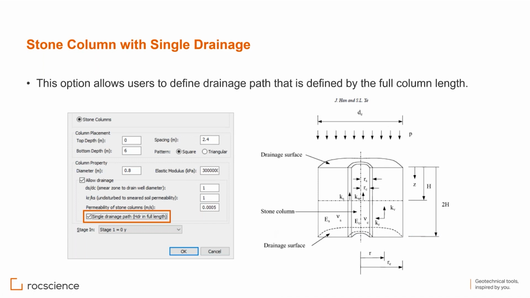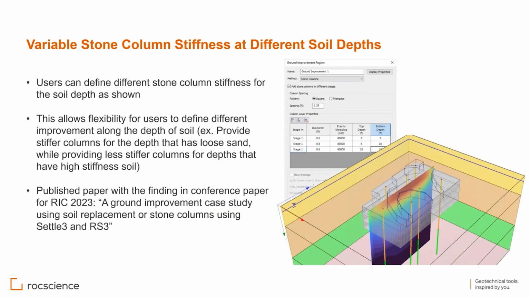Moving on to the stone column single drainage option. This option allows users to define the drainage path that is defined by the full column length. Enabling this option allows you to define the drainage behavior of the stone columns. It all depends on whether you want to have the full length of the drainage path for your stone column, or half of the drainage length. More details on this behavior are explained in John's paper, so we encourage you to check out the paper.